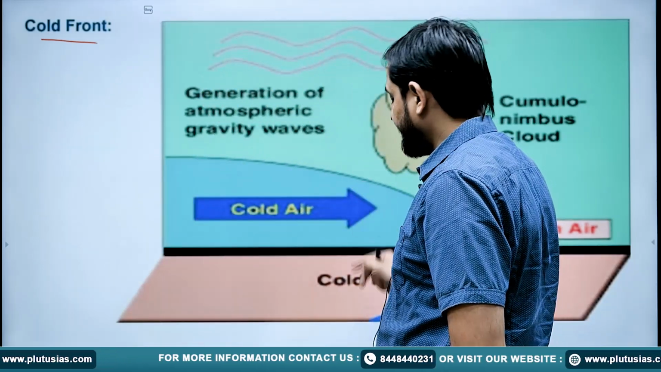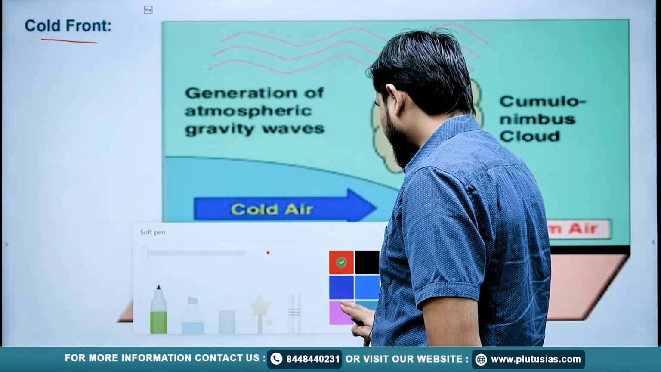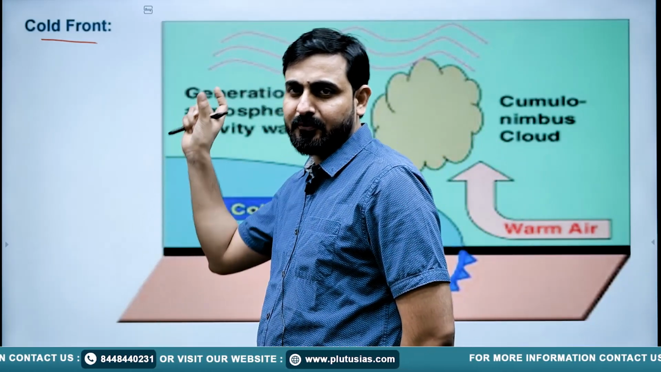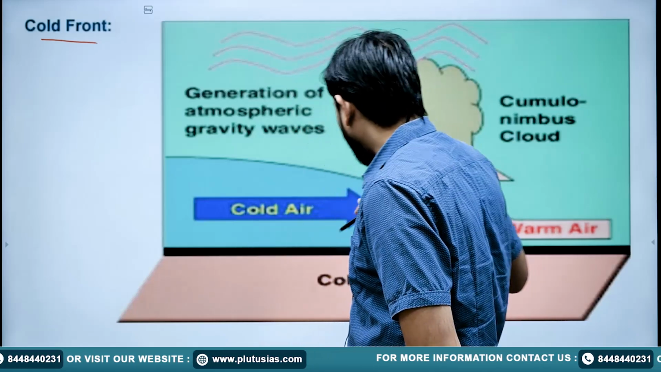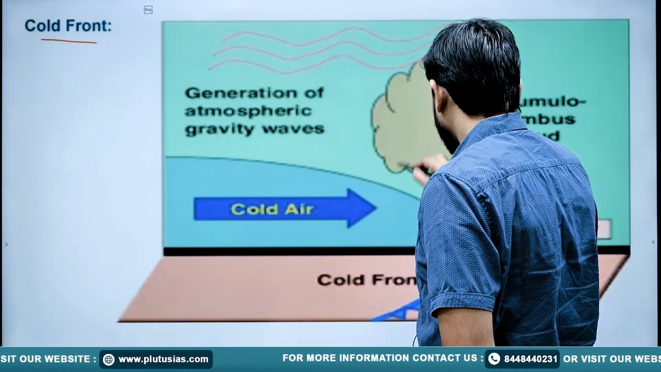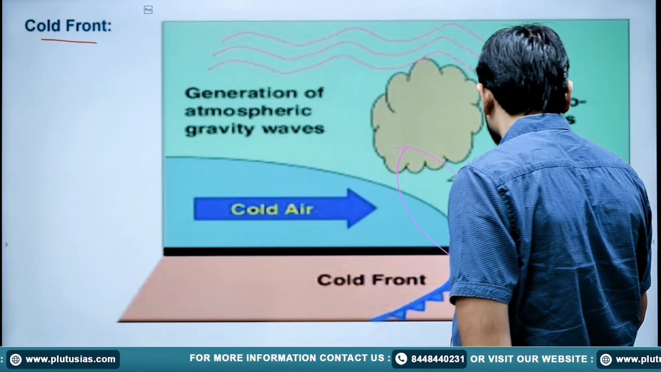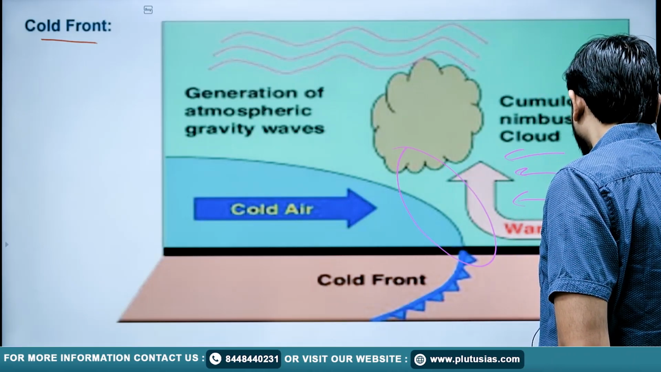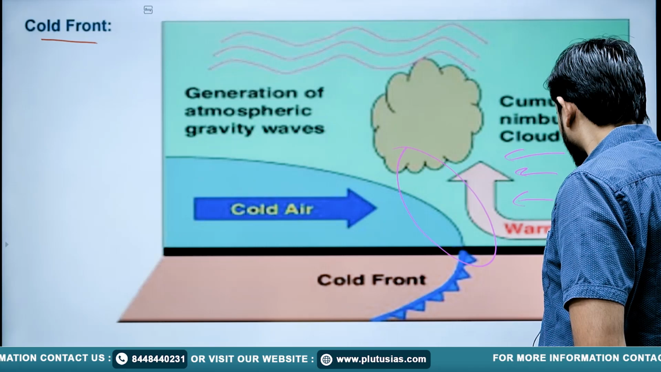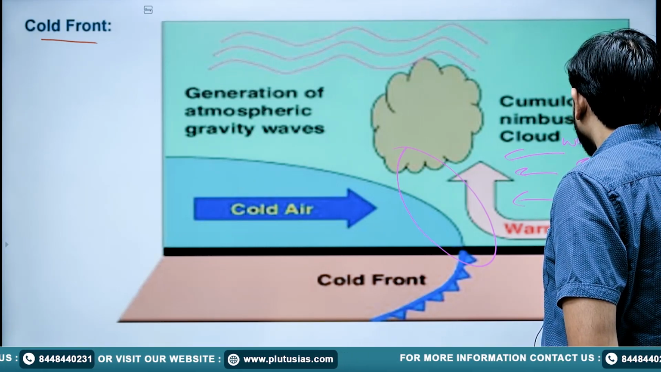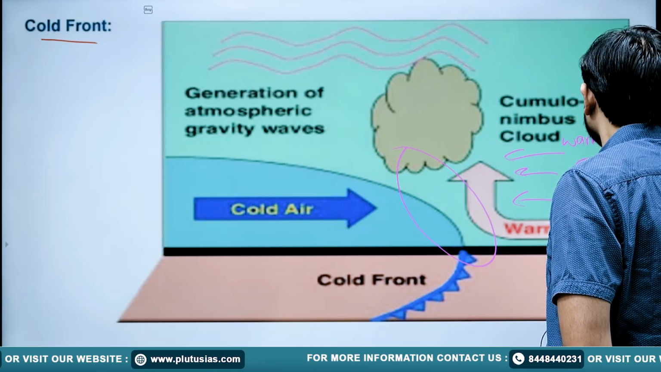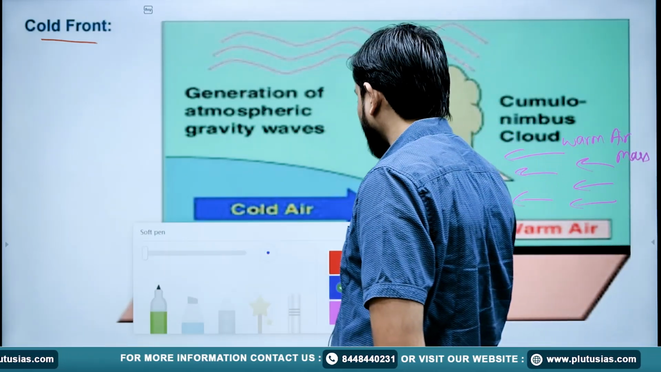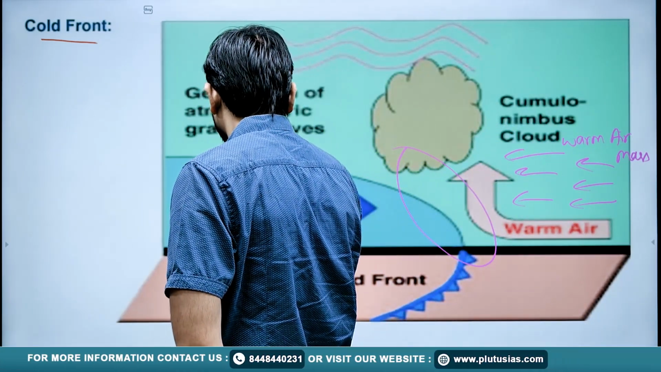Okay, what happens within the cold front? When these different air masses meet at a particular place, they form a boundary zone, a transboundary zone. Suppose from this direction, this is a slow moving warm air block, a warm air mass, and on the other end, from the polar side, there is a cold air mass.